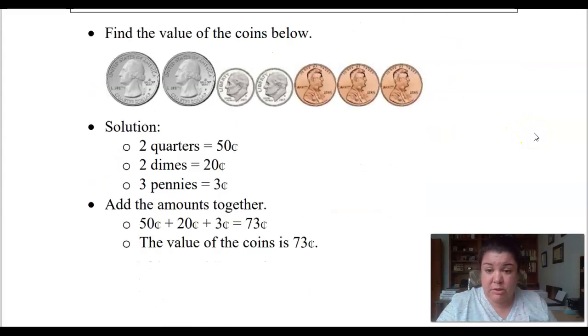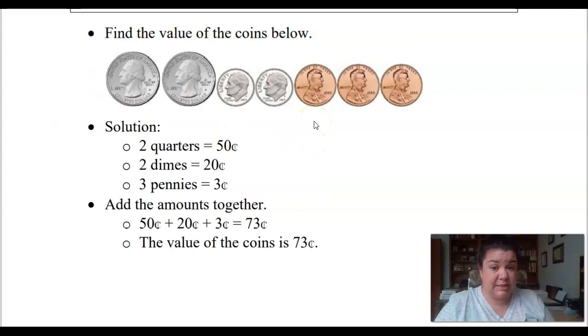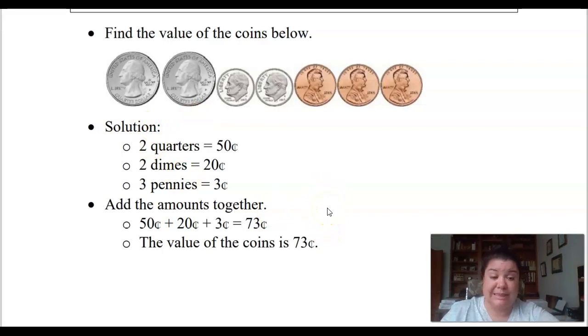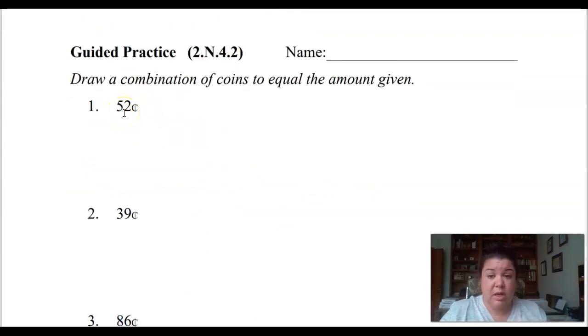Okay, so 2 quarters. Remember I told you 2 quarters is always 50 cents. 2 dimes, 20 cents. 3 pennies is 3 cents. So all together, 50 plus 20 is 70, and then plus 3. This is 73 cents here. So that's how we make that. That's the least amount of coins we can use to make 73 cents. Okay, so that's what we're doing here, using the least amount of coins to make whatever number they tell us. So the first one, they've told us we're going to use a combination of coins to equal 52 cents.